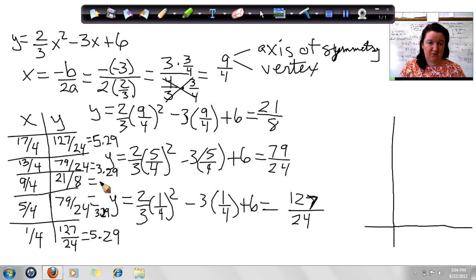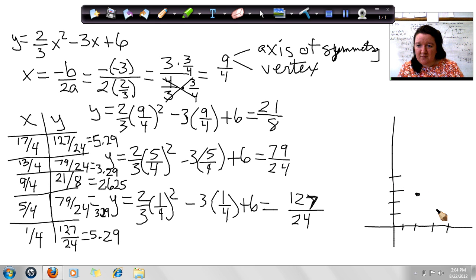And if I figured out 21 over 8, that's going to give us 2.625. So 9 over 4, that's 2 1/4. So over 1, 2, 3. So a fourth of the way and up to 2.625. So let's call that right about there. And then we have 13 over 4, which is going to give us 3.25. So 3.25 over here. We're going up to 3.29.